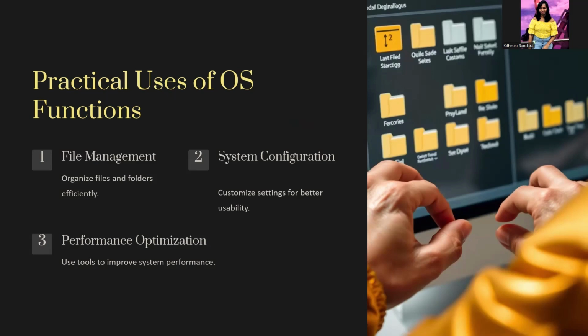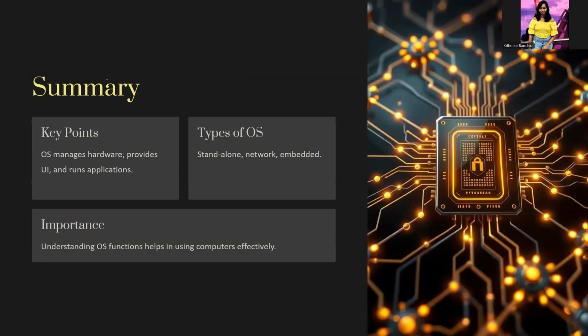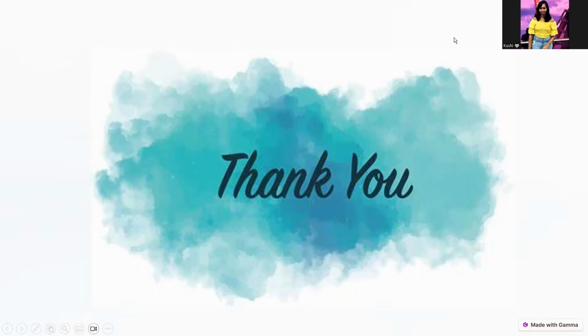In summary, operating systems are essential for managing computer resources, providing user interfaces, and running applications. We covered the different types of operating systems: standalone, network, and embedded. Then how to manage files and folders, and how to configure system settings and use utility tools. Understanding these concepts will help make the computer more efficient.